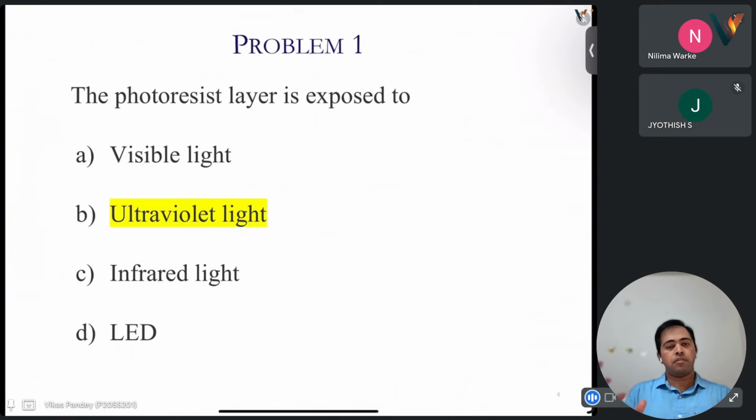We will see there are some more questions related to this and how we can even improve the resolution beyond the one given by ultraviolet. We will see that.